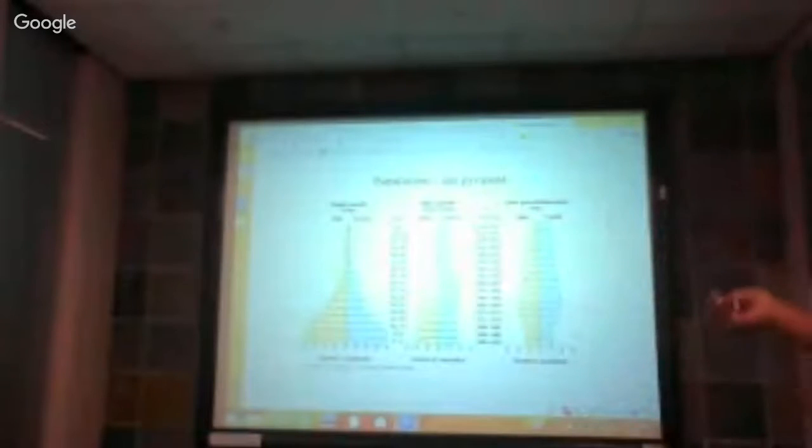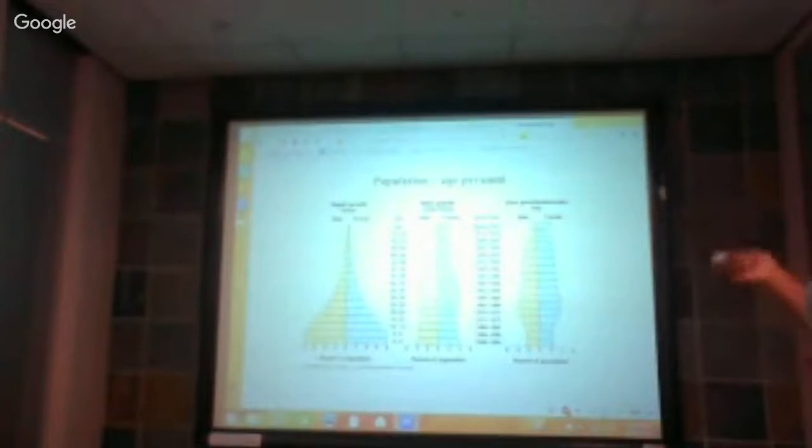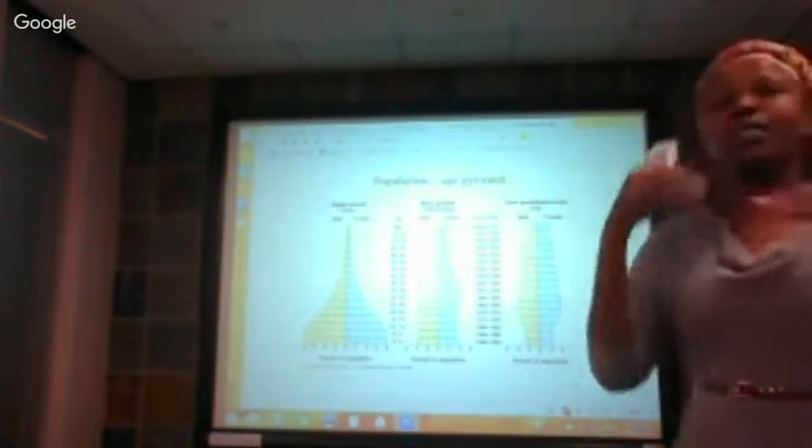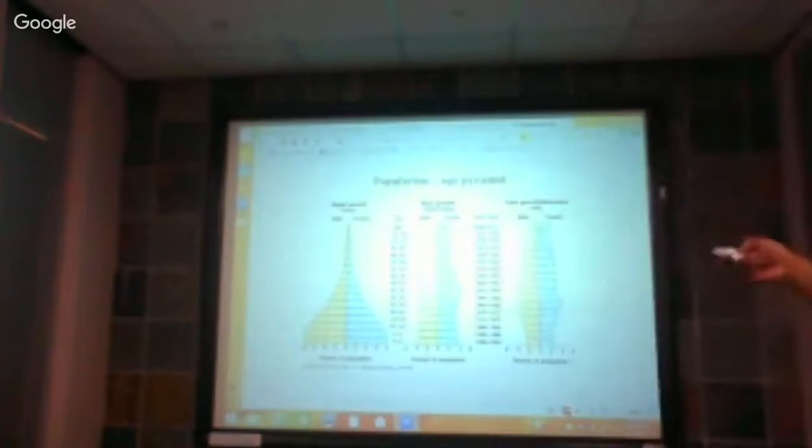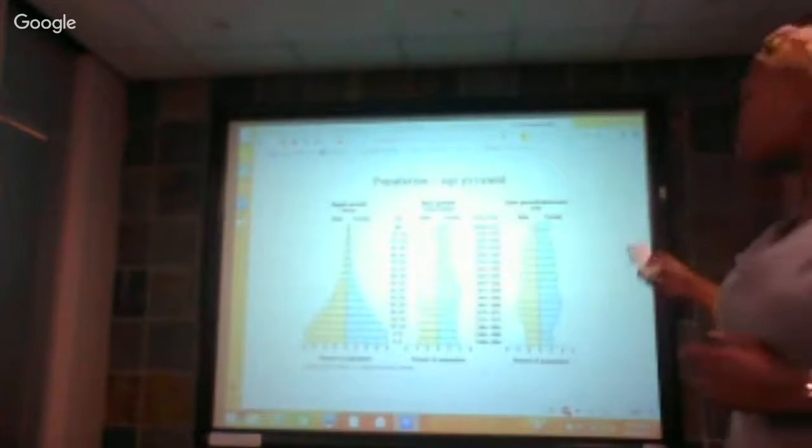Then we have zero or decreased growth. This is Italy. As you can see, especially in the female column, the birth rate is actually lower than the death rate. So there is a decrease in the population. So it's not the same as in these other two.